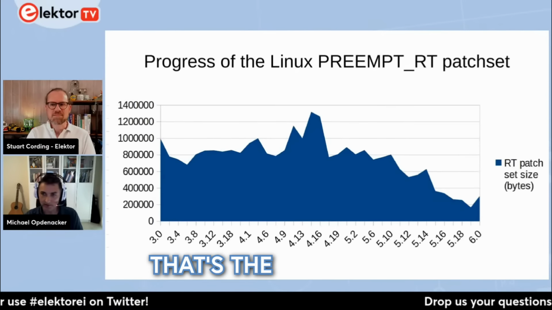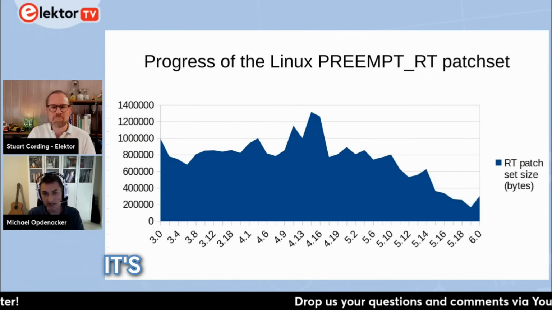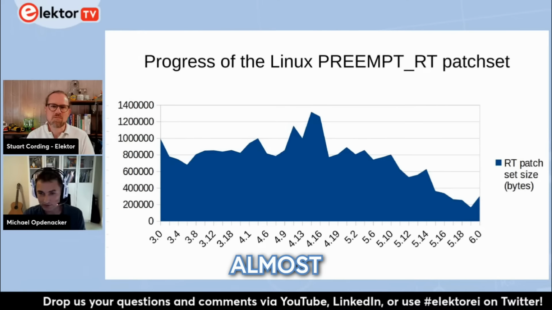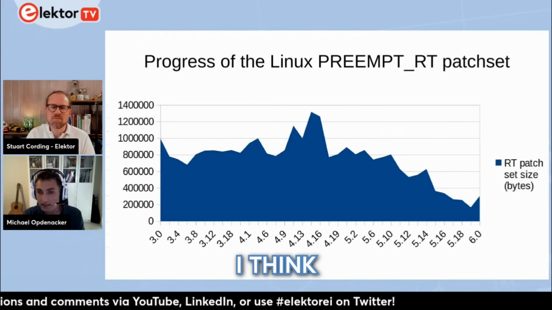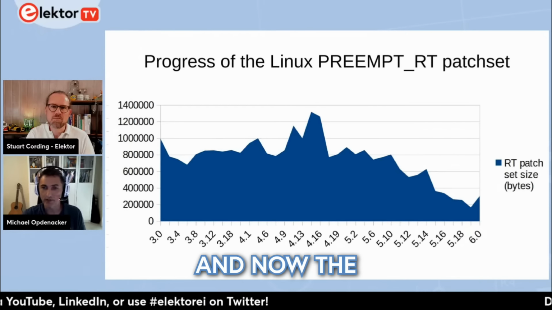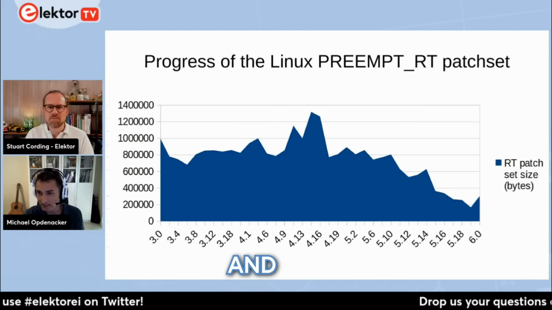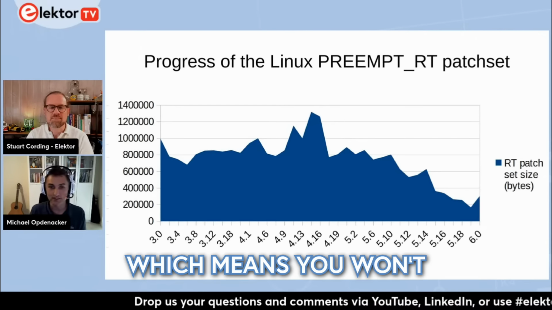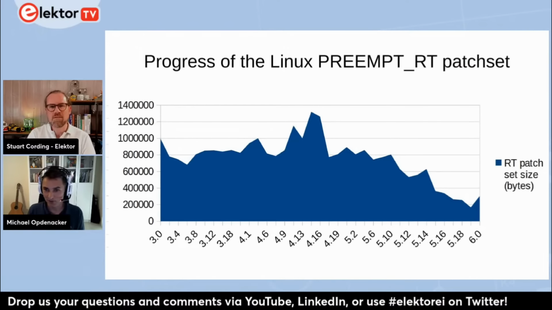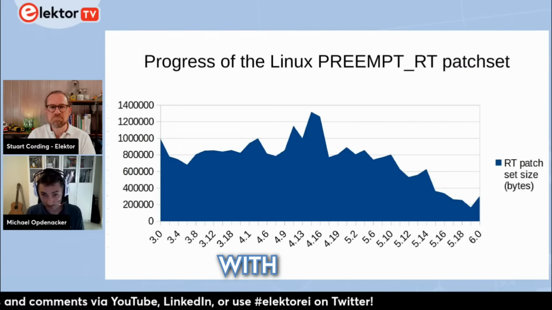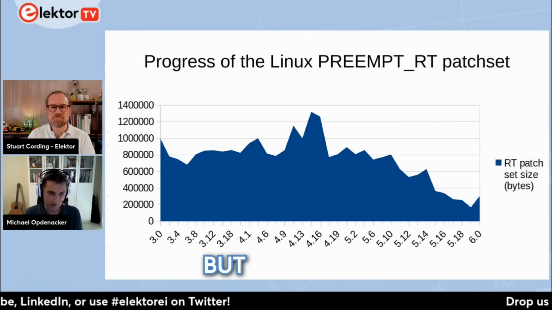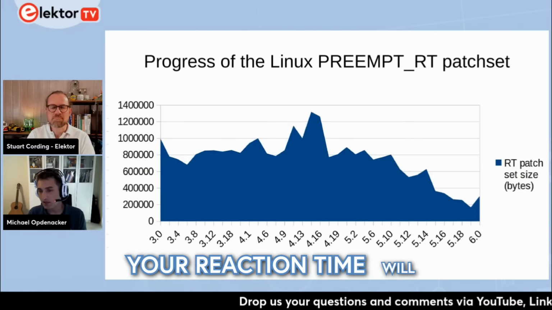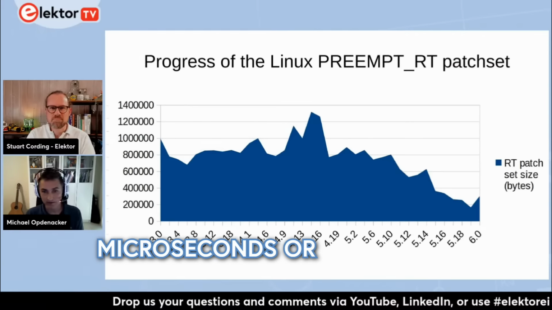Yep. It's the preempt-RT patch set. It's eliminating the sources of non-determinism in the kernel. This started almost in 2004, I think. It used to be quite a big patch set, and now the effort is starting to pay off, and they're getting close to having all the features in the mainline kernel, which means you won't need to patch anymore, hopefully within a year or something like that. With this, you can make tests, but for example, on the Beaglebone, you can guarantee that your reaction time will always be within 70 microseconds or something like that.